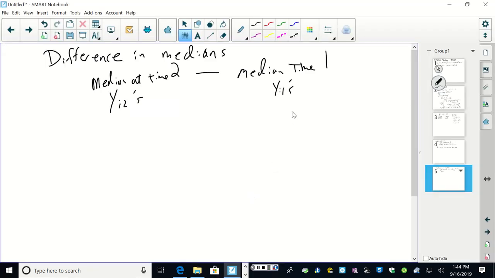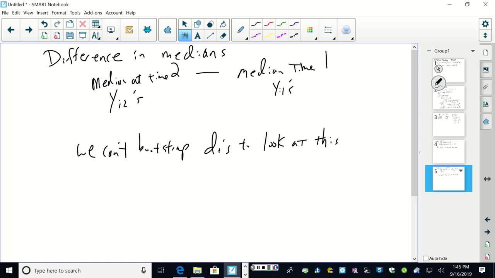That's in there. So to get at this, we can't bootstrap the d sub i's to look at this. We need to do it in a slightly different way.